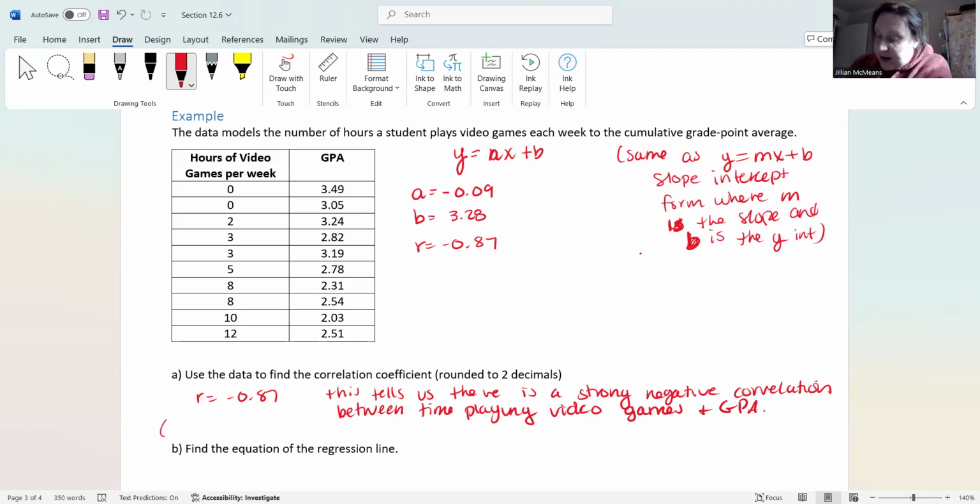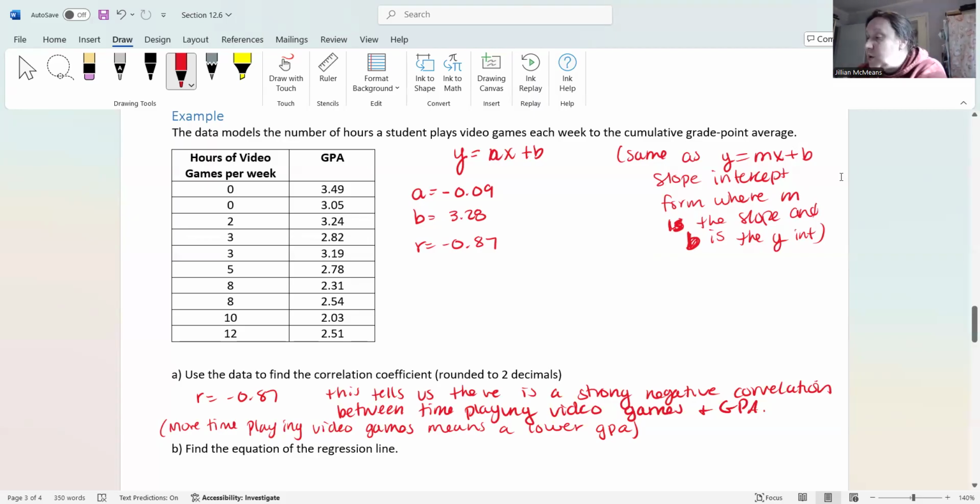So I'll try to fit that in here. More time playing video games means a lower GPA. And it's a pretty strong correlation. There's evidence in this table that you probably want to spend less time playing video games if you want the higher GPA. This is not necessarily real world, but according to this table, that's the case.